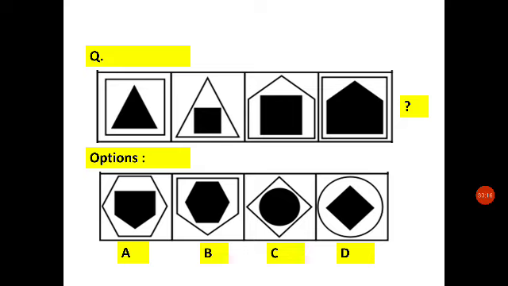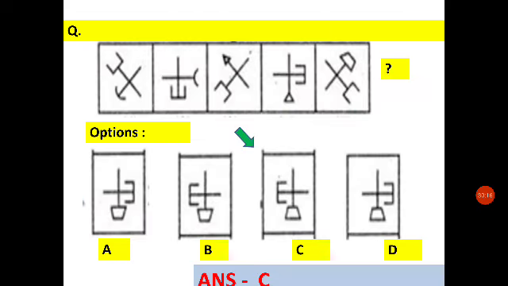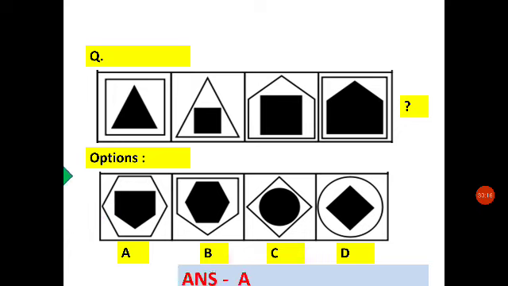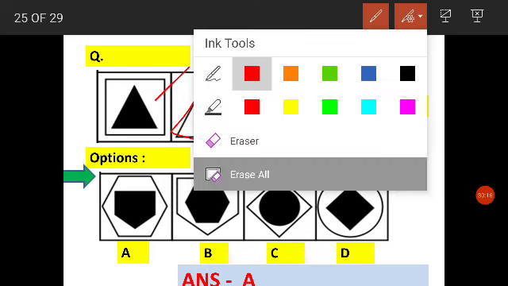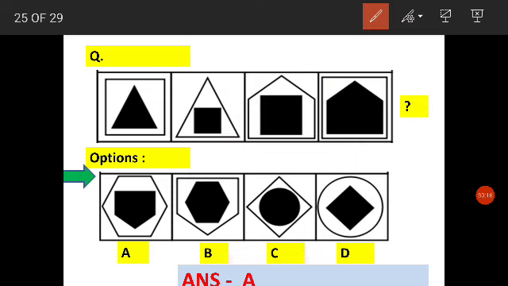Now this one, just see it carefully. There is a square and a triangle. The triangle is outside and the square is inside. Then there is a pentagon and a square. Here the pentagon is outside and the square is probably inside, which we cannot see. So what is going to be next? The very simple answer.